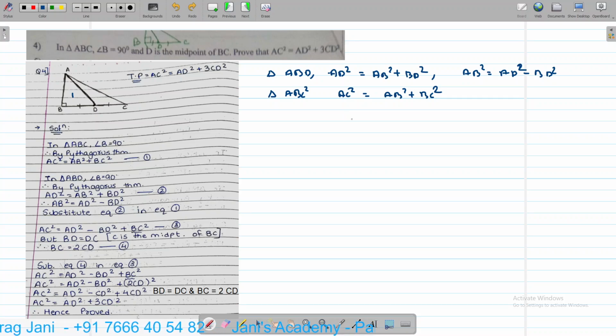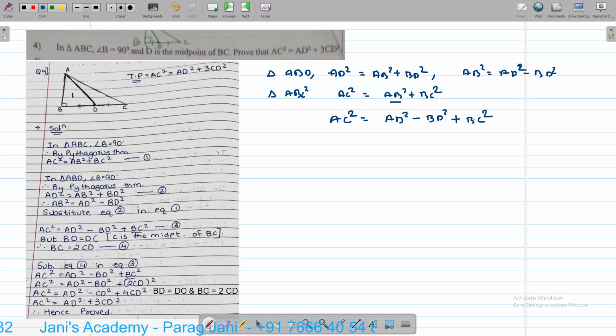Now you have to just put that AB square value over here. So now what will be your new equation? AC square is equal to AD square minus BD square plus BC square. Okay, this is your new value.